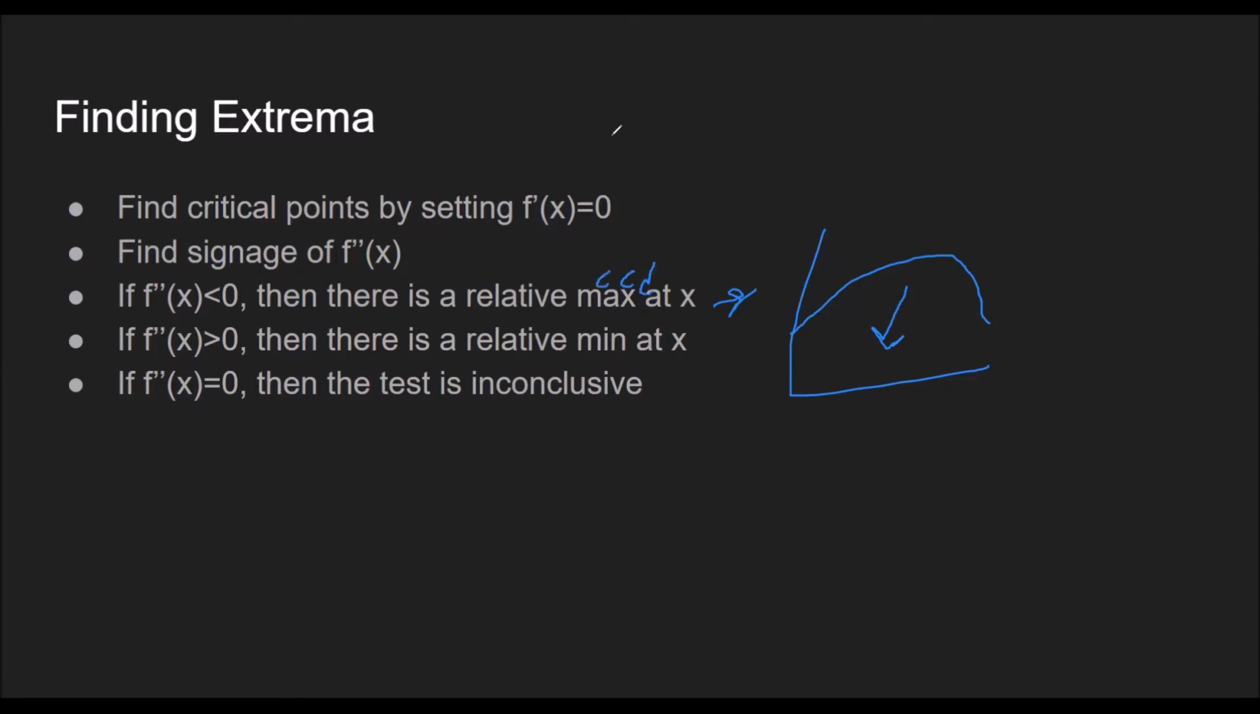However, if, let's say, f double prime of x is greater than 0, that not only means that there's a relative minimum, as you can see here, but it's also pointing upwards. The concavity is, which means it's also concave up at this point. And if f double prime of x is equal to 0, then it's inconclusive.